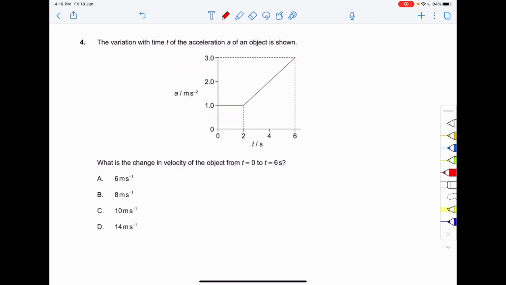So proceeding on to the next question, that is your question number 4. The variation of time t of acceleration a of an object is shown.